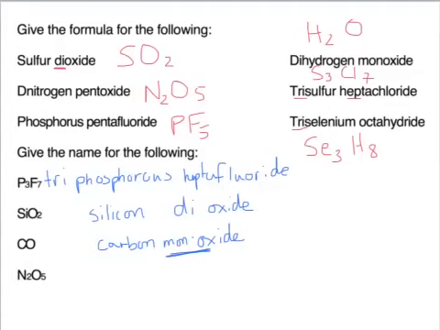N2O5, so nitrogen, and then oxide again. There's 2 nitrogens, so dinitrogen. And then 5 oxygens, so pentaoxide. You can write pentaoxide or pentoxide, both are okay.